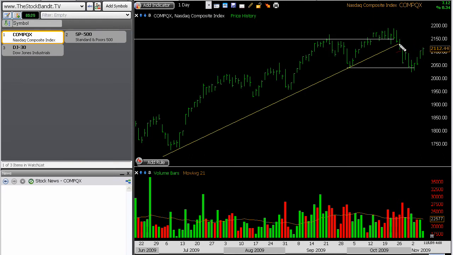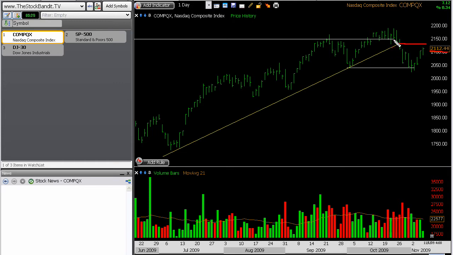The first one is right here where this yellow trend line ends. That's the uptrend line that goes all the way back to March of this year. It was broken just recently, at the 2133 level. That's about 21 points above Friday's close. So if we do continue higher, that's the level I would expect to see some resistance met.